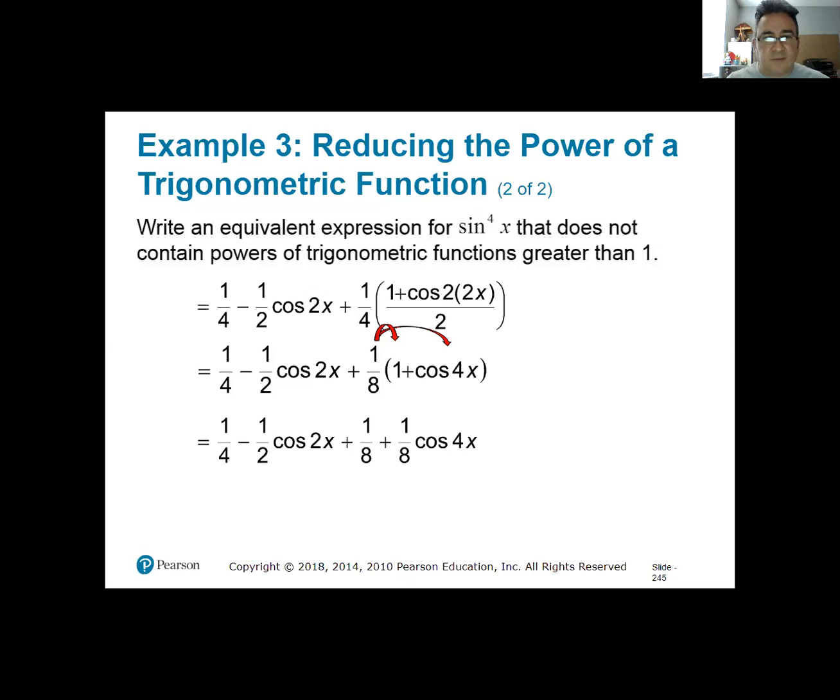And finally, we have to combine like terms. Which are the only two terms I can combine here? The 1/8 and 1/4, which is going to give me 3/8, right? 3/8, very good. So it's going to be 3/8 minus 1/2 cosine of 2x plus 1/8 cosine of 4x.